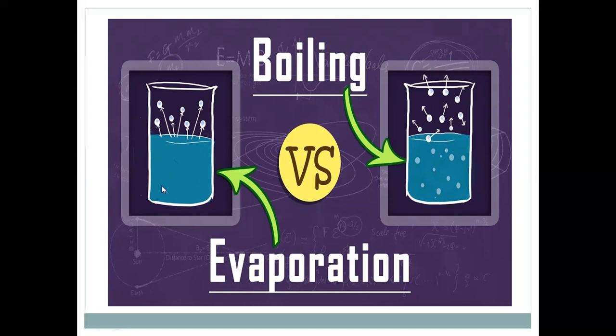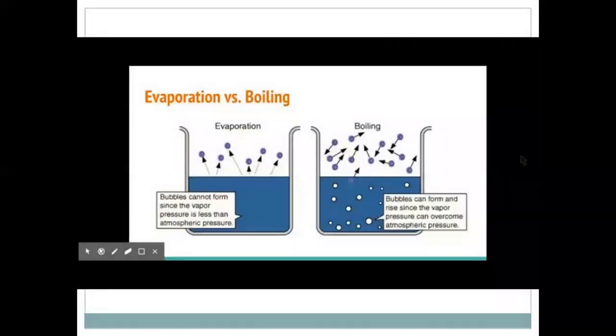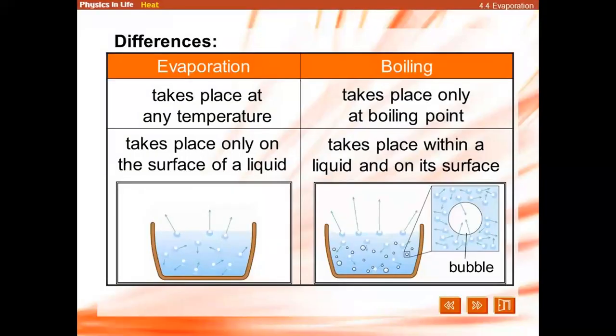This container here represents evaporation, and this container here represents boiling. Now, as you see, in evaporation bubbles cannot be formed since only the surface molecules evaporate. In boiling, bubbles can be formed since all of the molecules are sharing in boiling. Now, evaporation takes place only at the surface.